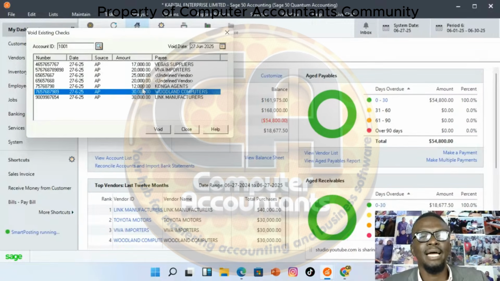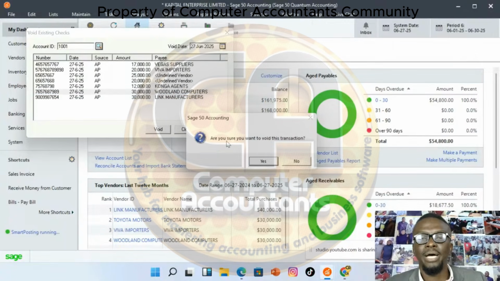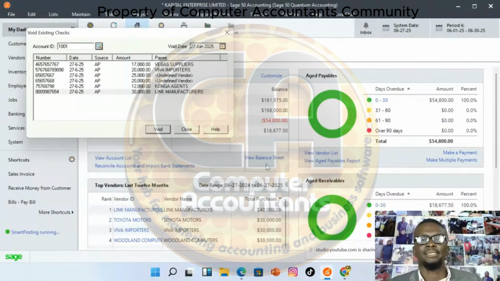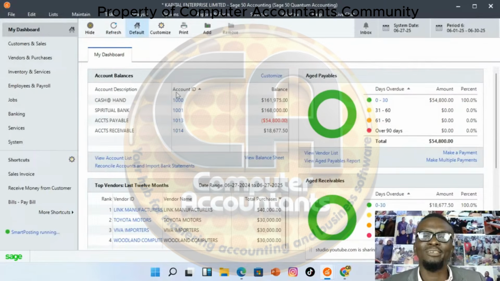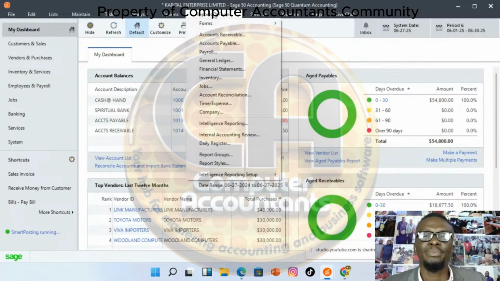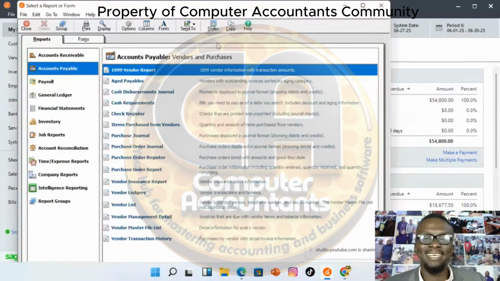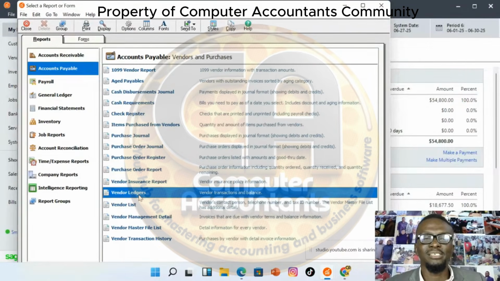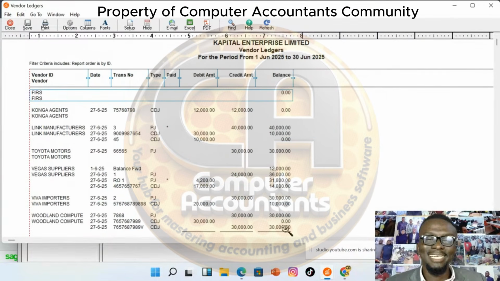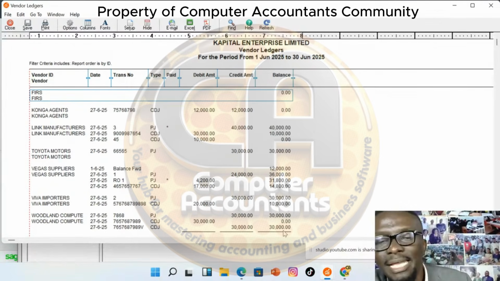So void check. I'm voiding the check paid to Woodland. So are you sure you want to void this? Yes. Then you close. Let's go back to Woodland account. Let's go back to report, account payable, and see if Woodland has been restored back. Did you see? The 30,000 has been returned back. Woodland has been restored back to this amount.